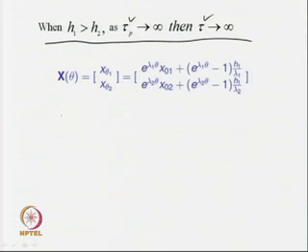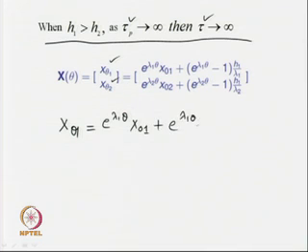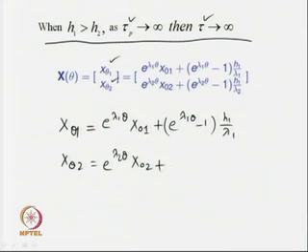Now, what will be the expression for x theta? x theta has two components or elements. x theta 1 can be written as e to the power lambda 1 theta x 0 1 plus e to the power lambda 1 theta minus 1 times h 1 by lambda 1, and x theta 2 is equal to e to the power lambda 2 theta x 0 2 plus e to the power lambda 2 theta minus 1 h 1 by lambda 2.